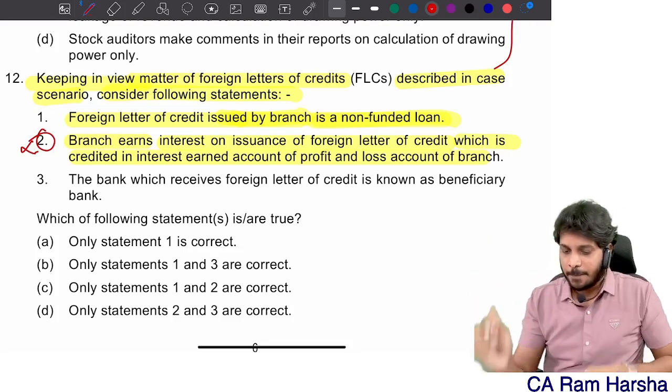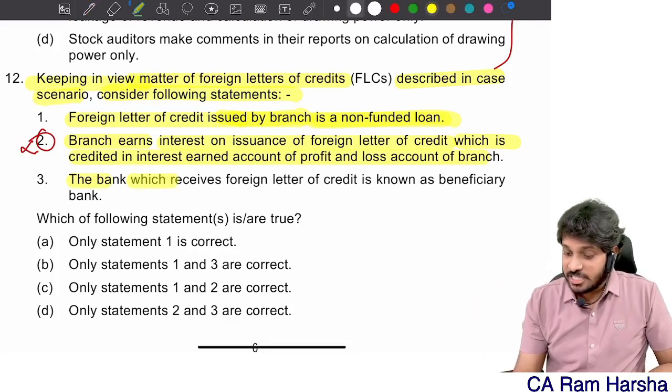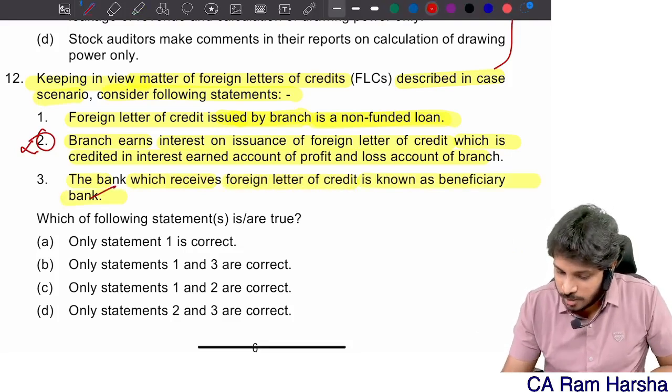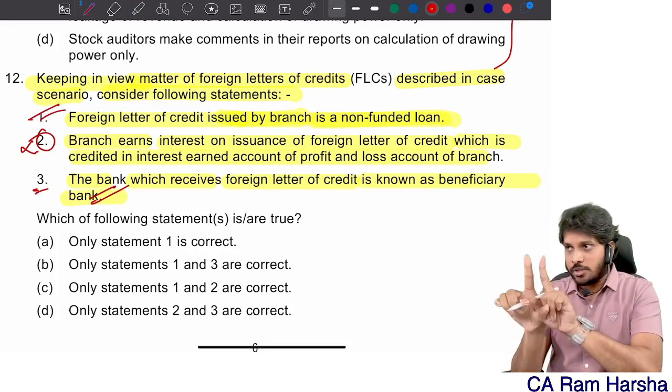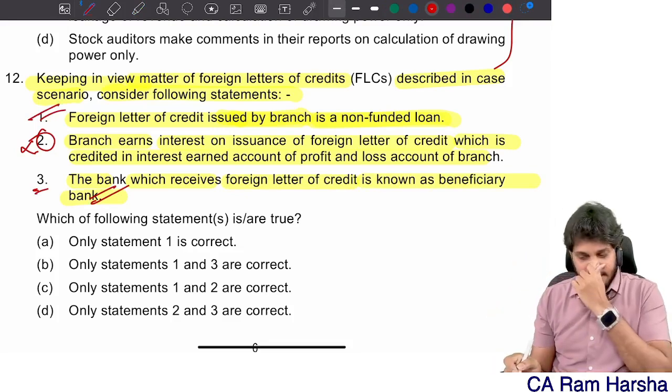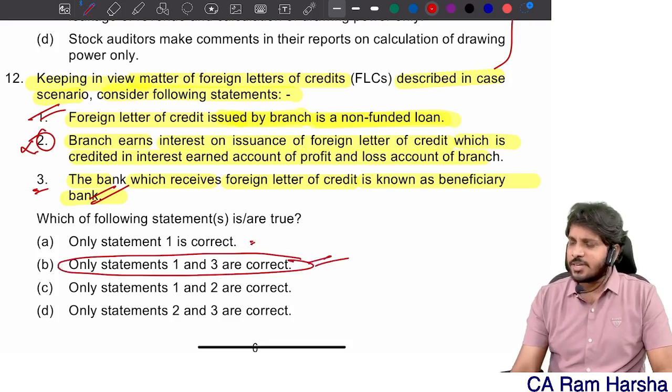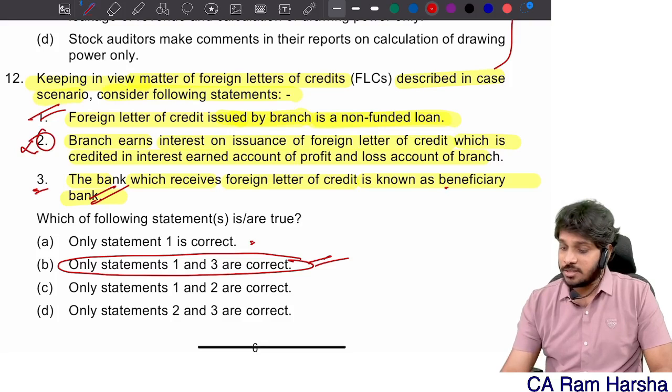The bank which receives a foreign letter of credit is known as beneficiary bank, which is actually correct. 1 and 3 both are correct. But here I think they gave the answer as only statement 1 is correct, but actually the third one is also correct.